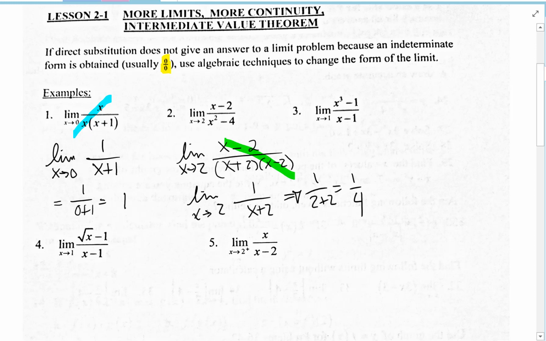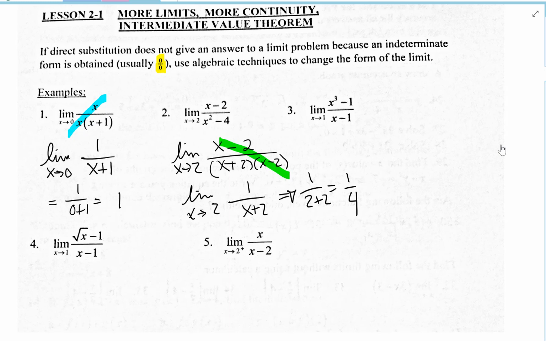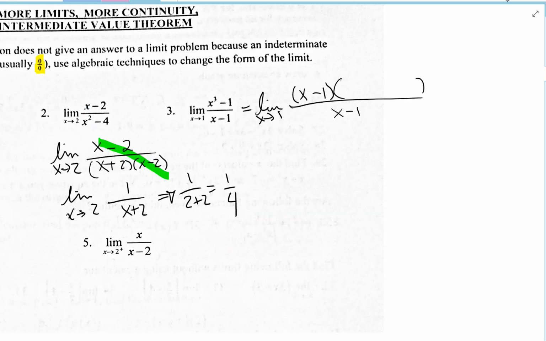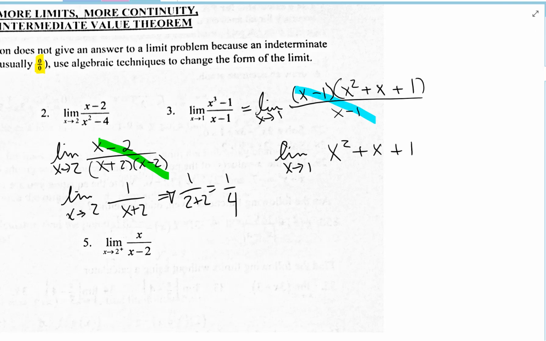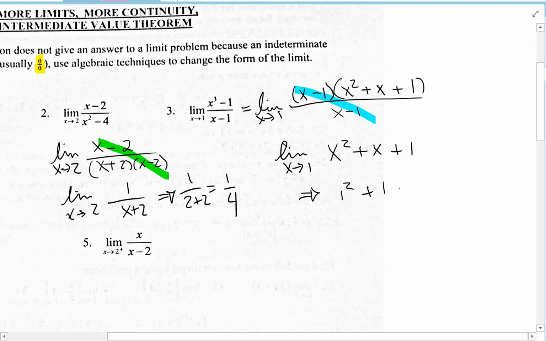Try factoring number 3. This is perfect cubes, so it factors to be x squared plus x plus 1. All right, x minus 1 over x minus 1 is 1. Now I can direct substitute 1. So this will be equal to 1 squared plus 1, which is 3.